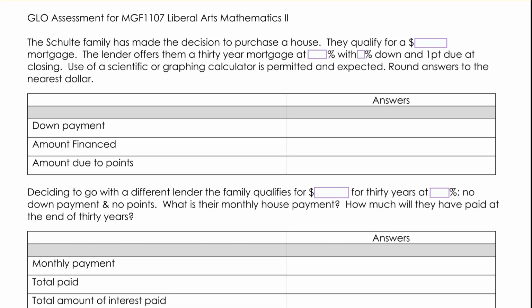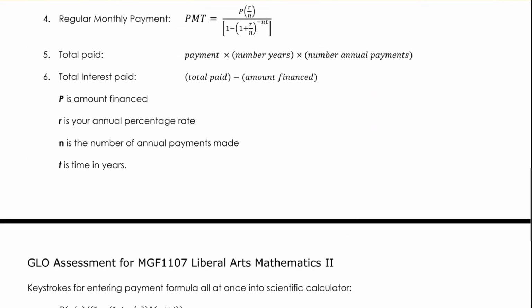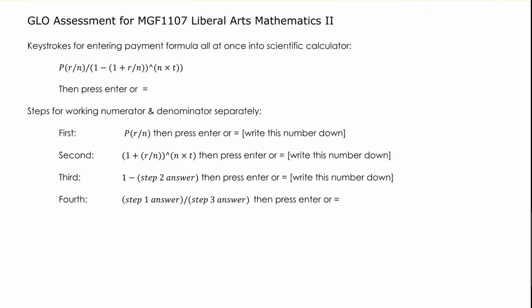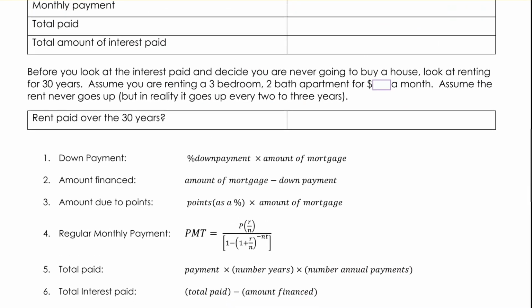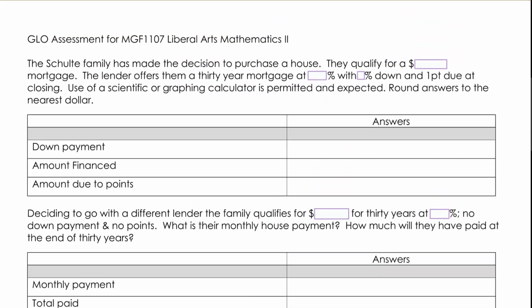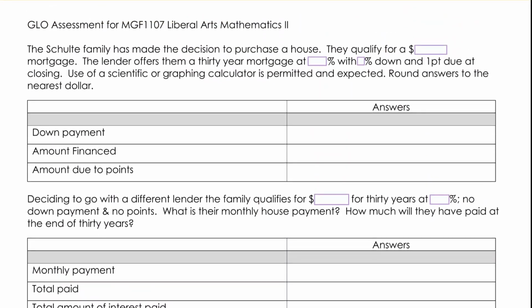This video is going to explain what you need to do to complete our assignment for the MGF 1107 GLO. The first thing that you'll want to do is go to our Canvas page and print this document. Once you have printed the document and you've watched the remainder of this video, you'll be ready to attempt the quiz for this section.